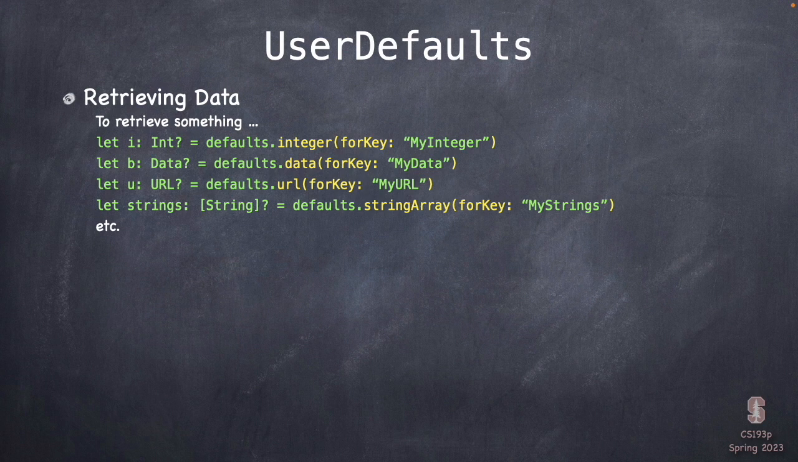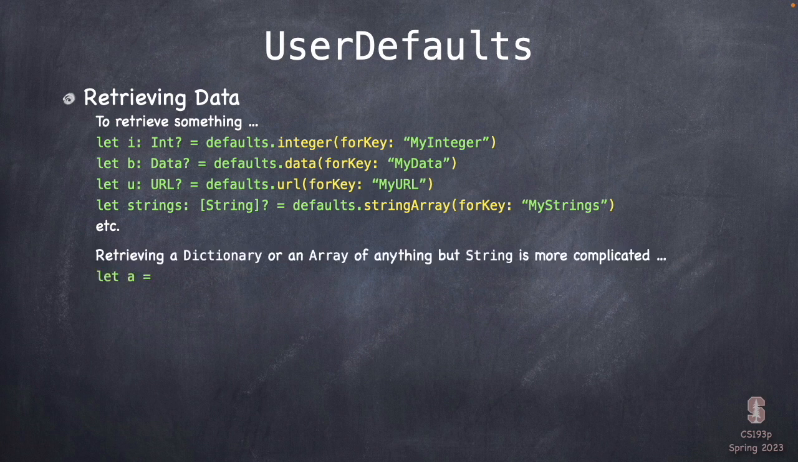And there's a nice one here to know, which is string array, because putting an array of strings in user defaults is a common thing to want to do, so there's a way to get an array of strings back out. Getting a dictionary or an array out of there that's not an array of strings is tricky, and I recommend against it. I actually recommend just use Codable and create your own struct and put it into a data, make it JSON. That's because if you call the function array for key in user defaults, it's going to give you an array of any.